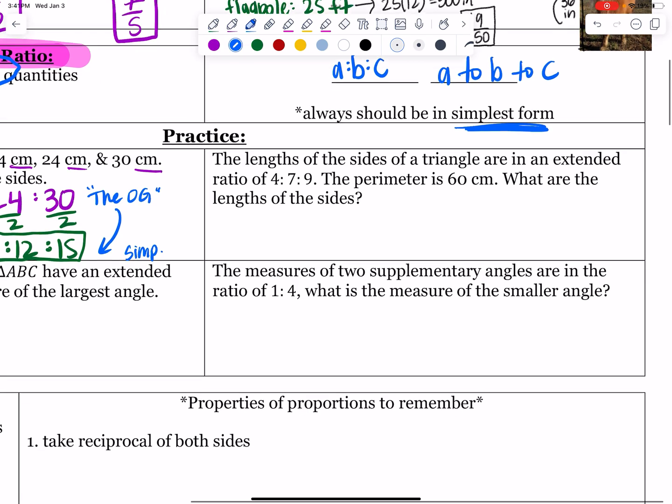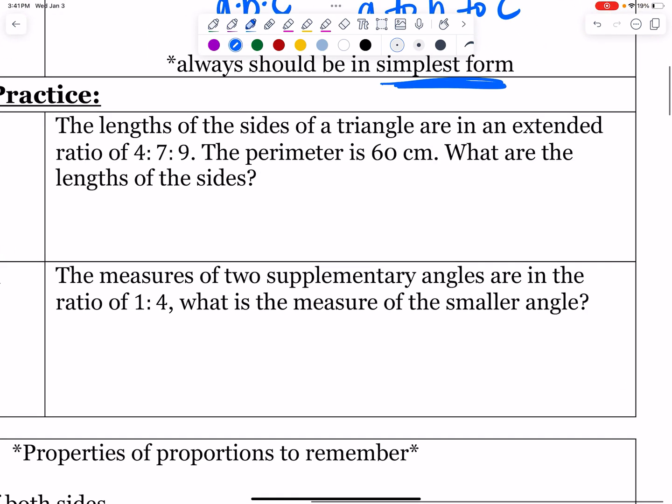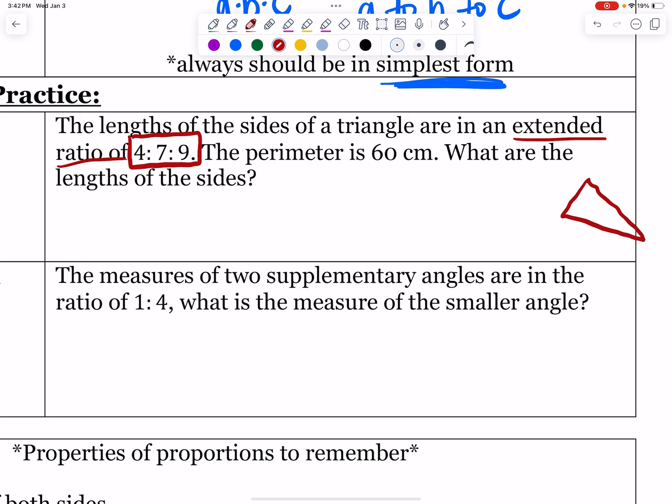Why does that matter? Well, in geometry, oftentimes we won't actually give you the side lengths of something, but we might tell you what the ratio, the extended ratio of the sides is. So if it says the lengths of the sides of a triangle are in this extended ratio, 4 to 7 to 9, that does not mean that this triangle, I'm just going to randomly draw one, has side lengths that are 4 and 7 and 9 necessarily. They could, but it has been simplified to 4 to 7 to 9, or maybe that's what it already was, and that was in simplest form.